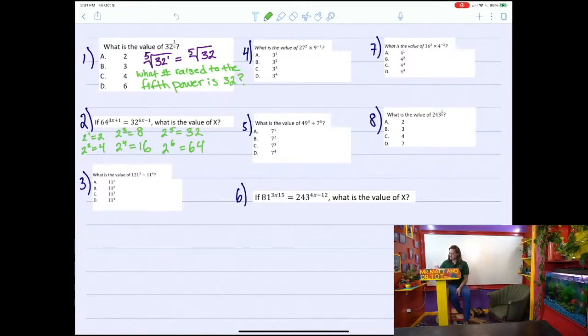For 3, recognize we don't have common bases, but recognize that 11 to the first power is 11. 11 squared is 121.